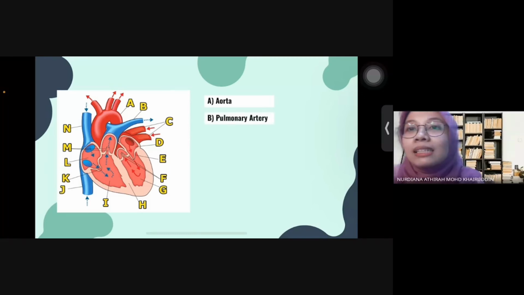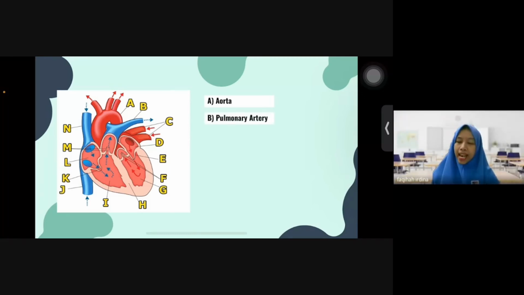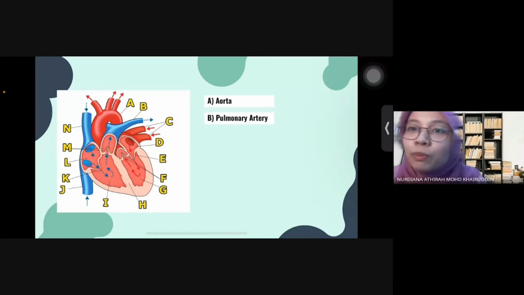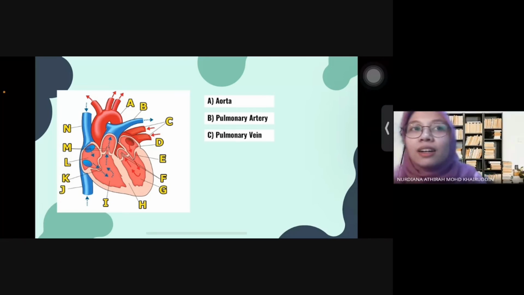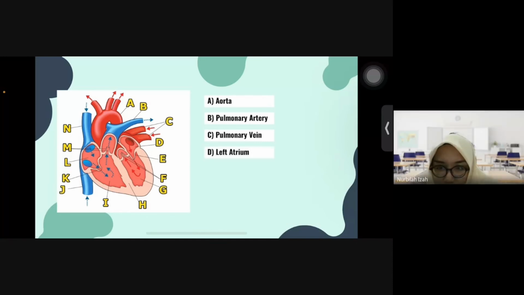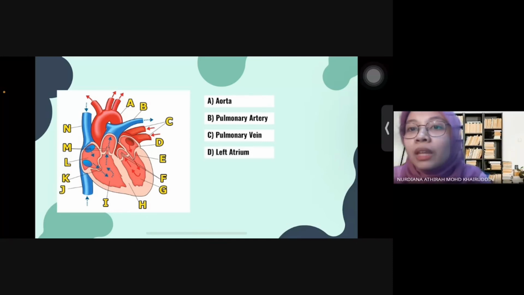Then what is C? Pulmonary vein. Very good. It is pulmonary vein. And then the next one, what is D? Left atrium. Right atrium. Okay, we have a different answer here. We have right atrium. We have left atrium. So what's the correct answer then? Left atrium.